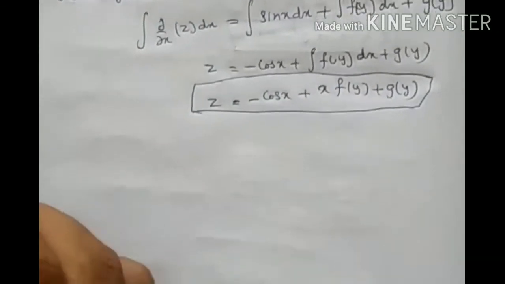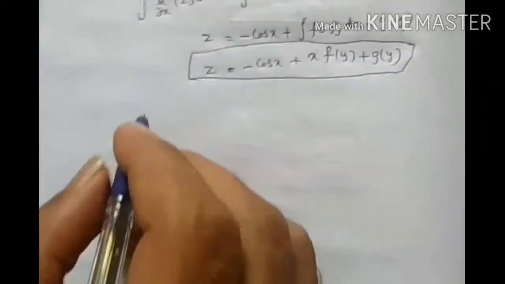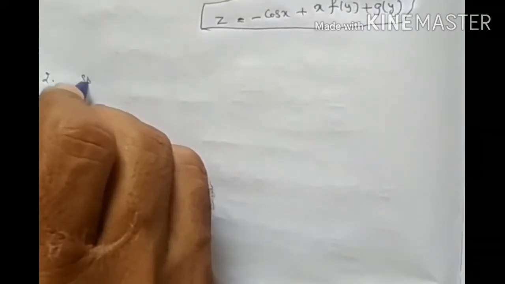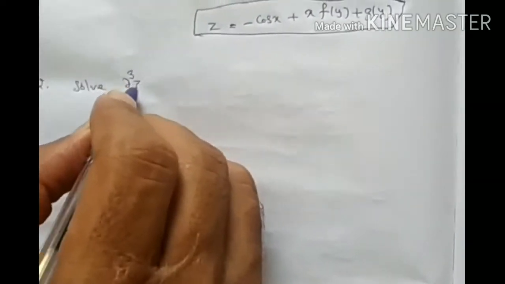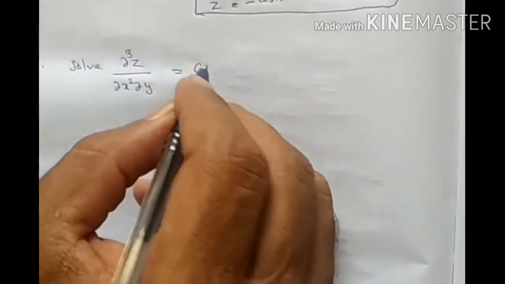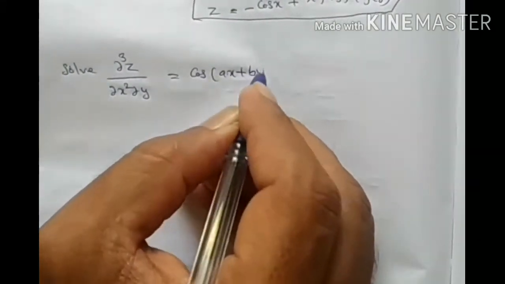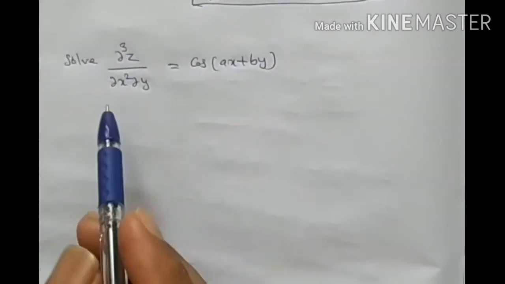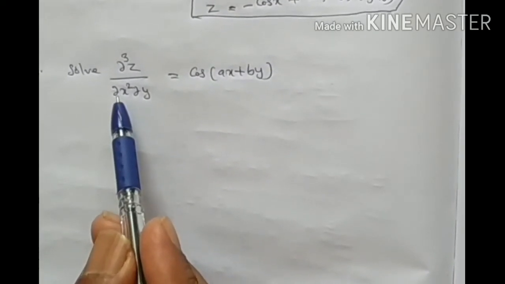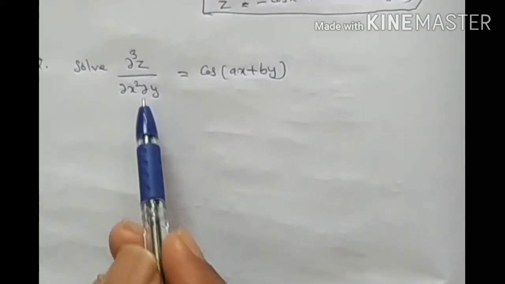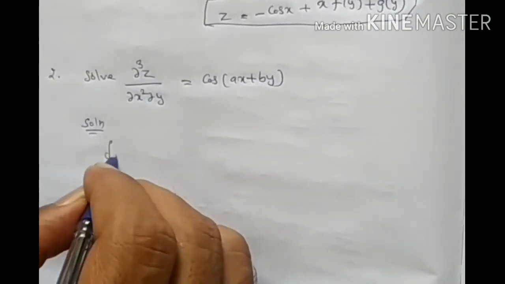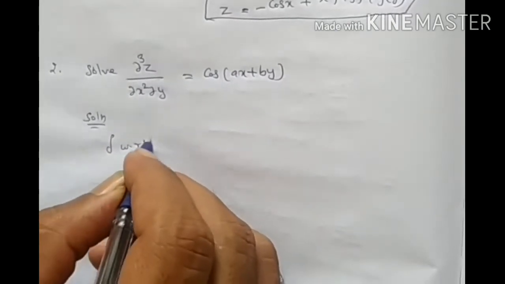So second one, solve ∂³z/∂x²∂y equal to cos(ax + by). Here we must integrate with respect to x two times, then we must integrate with respect to y once. So the solution is, first integrate with respect to x.